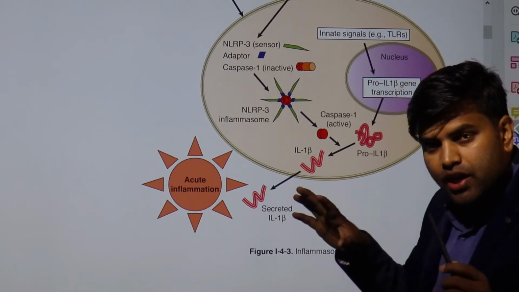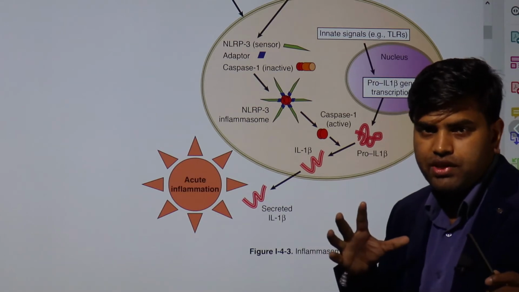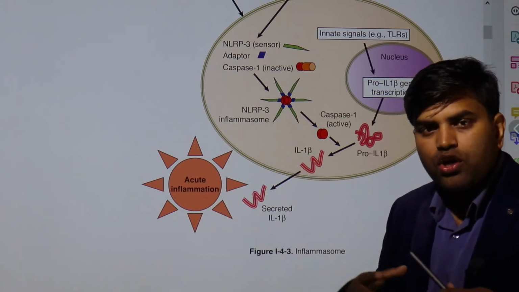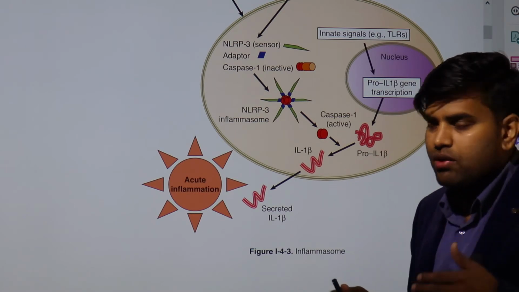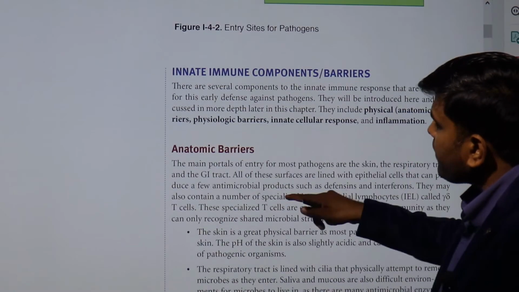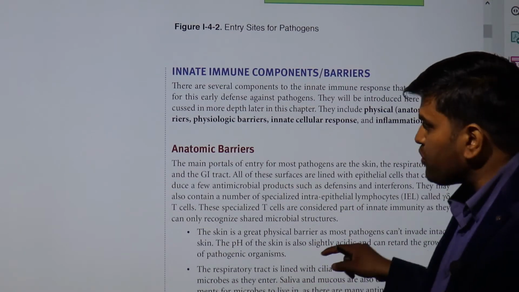So this is the way the innate immune system is dealing with the infection. They have not gone to the adaptive immune system. They are trying on their own to eliminate it. What was the initial part? Initial was your anatomical barrier. They are trying to prevent the organism from entering into the body.